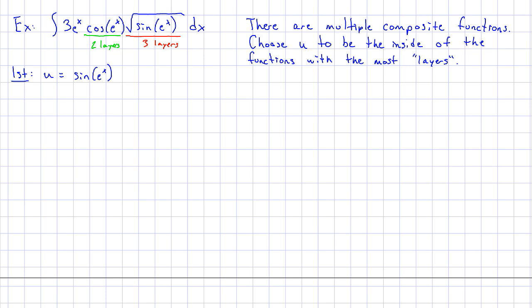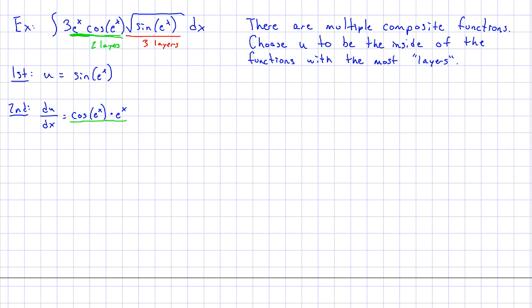Then I'm going to proceed and I'm going to start taking my derivative. So du dx is going to be equal to, this is a chain rule, so I have the derivative of the outside. The derivative of sine is cosine, so I have cosine e to the x times the derivative of the inside. The derivative of e to the x is just itself. This is very, very comforting for me. Cosine e to the x times e to the x. That is present in my integrand. So I know that I'm on the right track.